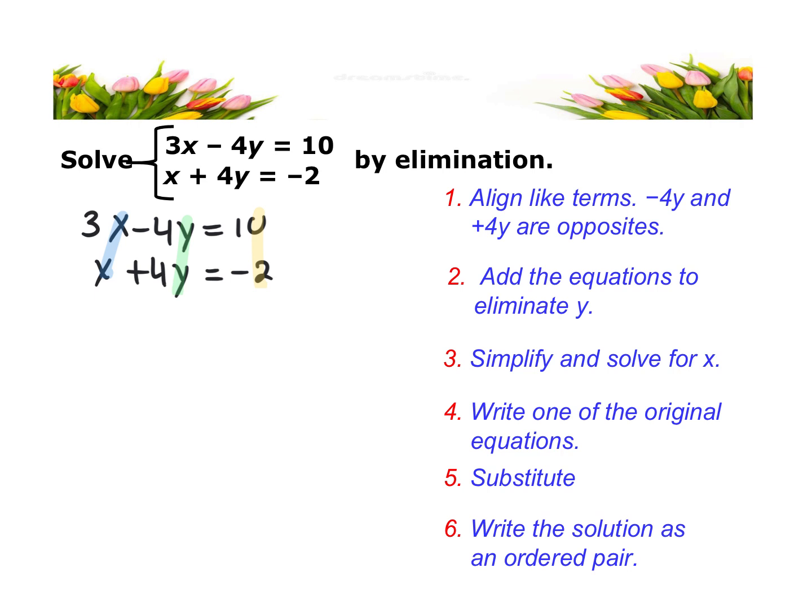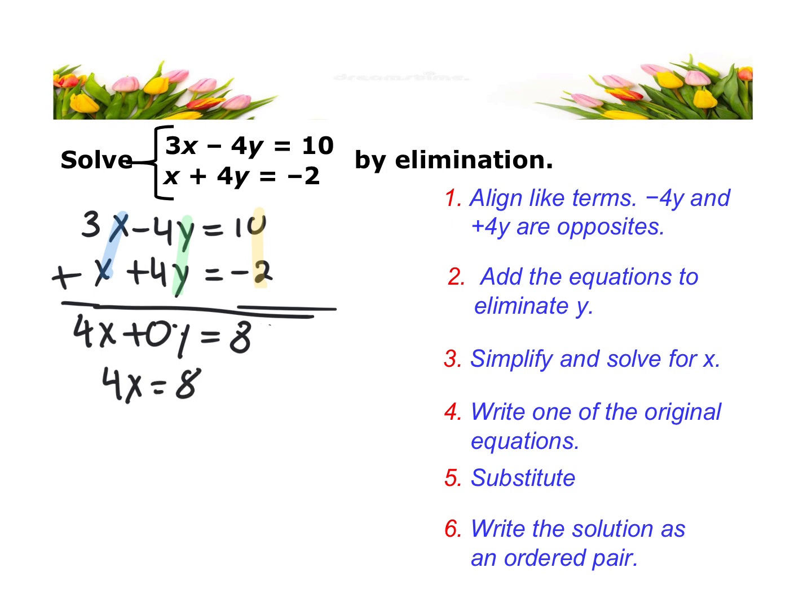Now, we notice that the y's we can cancel out because one is positive 4y and the other one is negative 4y. So when we add these, we're going to get 4x plus 0y is equal to negative 8. Sorry, to positive 8. I don't know why I keep writing negatives when I shouldn't. Now, I'm going to rearrange it as 4x is equal to 8 because the 0y doesn't do anything to us. It made the term disappear. Now, afterward, we're going to simplify and solve for x. So we're in step 3. We're going to divide by 4 on both sides, and we get that x is equal to 2.